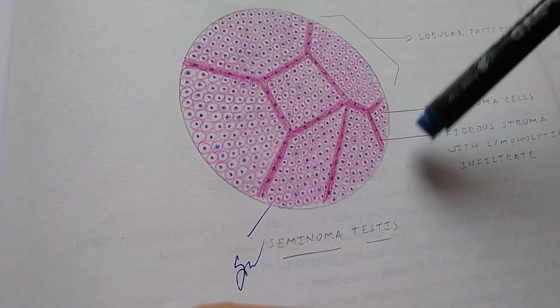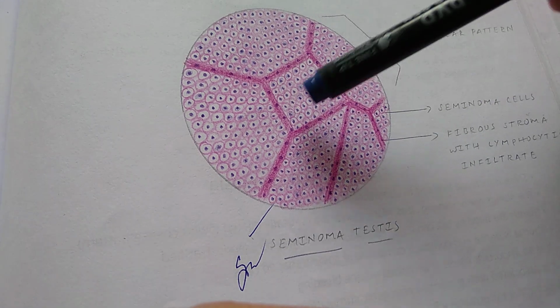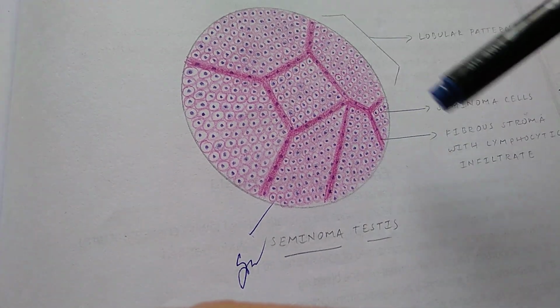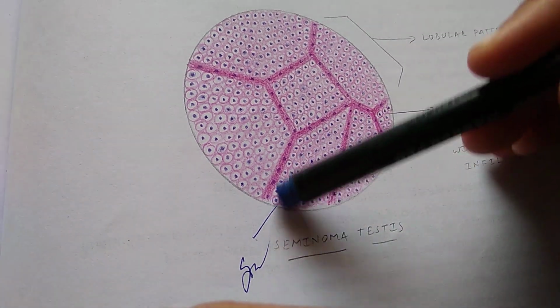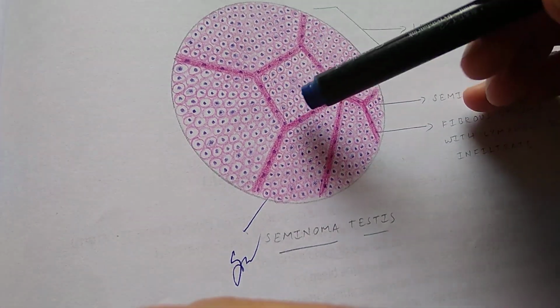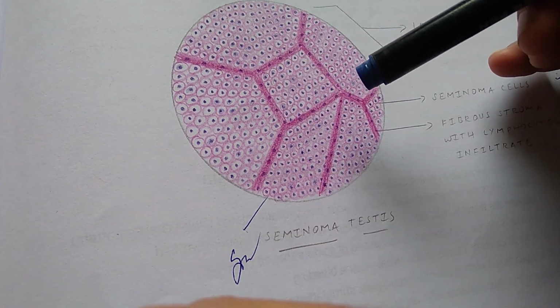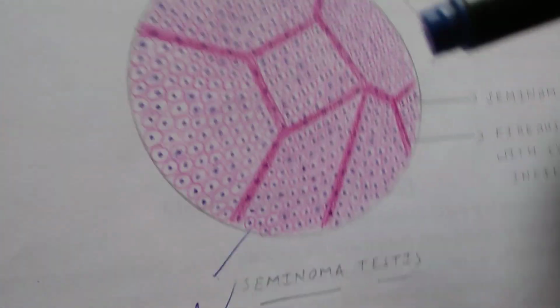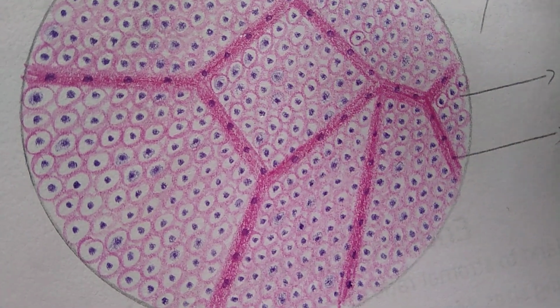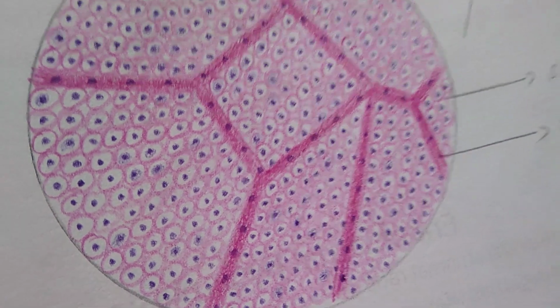The tumor cells are arranged in cords, sheets or columns forming lobules separated by thin fibrous septae infiltrated by lymphocytes. The septa are infiltrated by lymphocytes, is it? Tumor cells are uniform in size with vesicular nuclei and prominent nucleoli. So they should have a nucleoli also. Have they shown any nucleoli? Yeah. And inside the nucleus, you should draw a prominent nucleoli. Abundant clear cytoplasm. Nice.